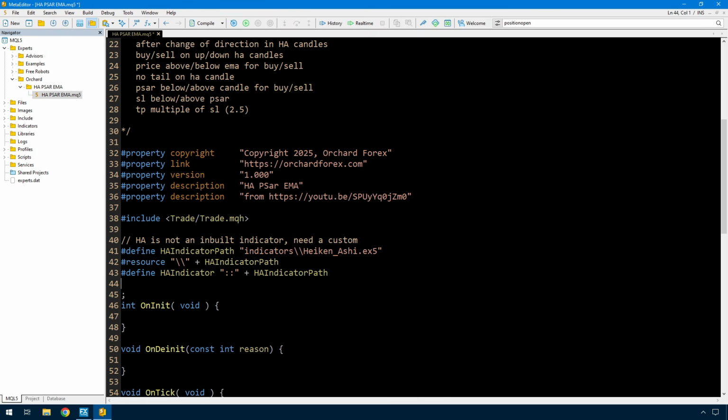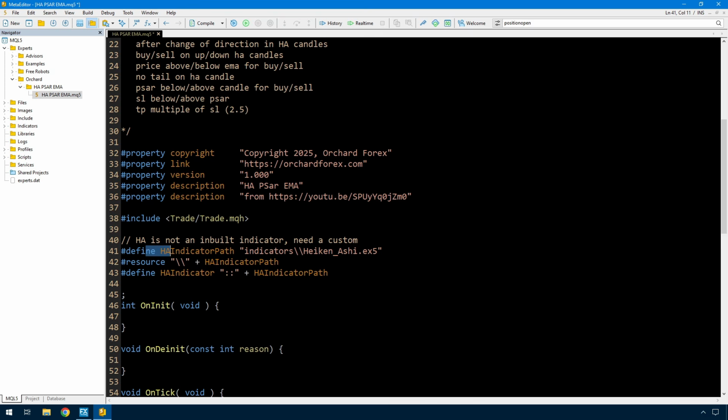Now the Heikin Ashi is not an inbuilt indicator, so I need to include a custom indicator for that. And as I've said in videos before, I like to include the indicator not from its original location, but I like to create a folder inside where I've put this expert advisor and put the indicator in there. That way I know that it's the same indicator, it doesn't change, because it'll always be the one that's associated with this expert advisor.